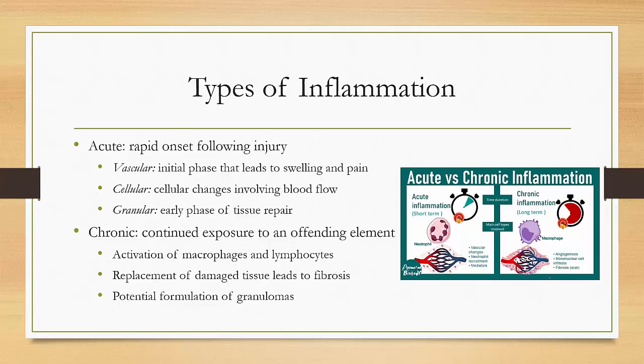Chronic inflammation results from continuous or repeated exposure to the offending element or process. This physiological process can result from continued tissue damage, persistence of pathogens, autoimmune disease, or cancers. The hallmark of chronic inflammation is the accumulation and activation of macrophages and lymphocytes, as well as fibroblasts that replace the original damaged or necrotic tissue. The replacement of the damaged tissue leads to fibrosis and the potential formation of granulomas.